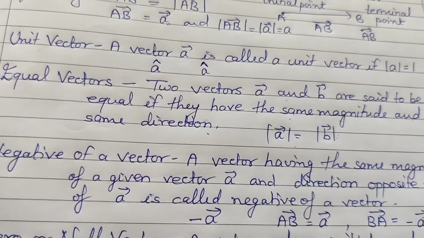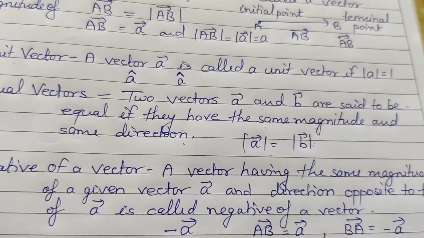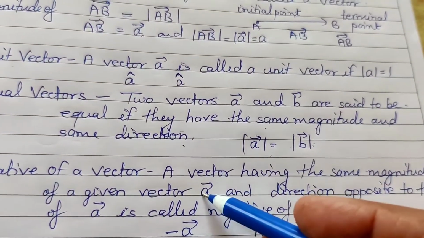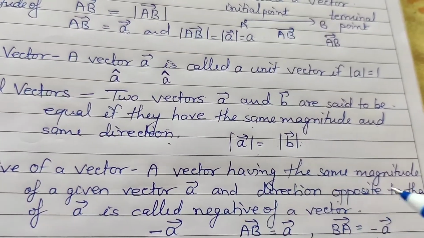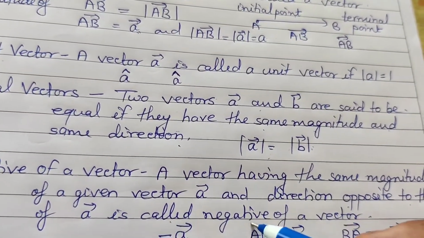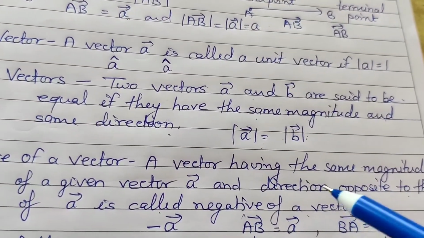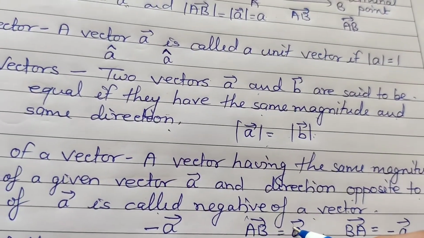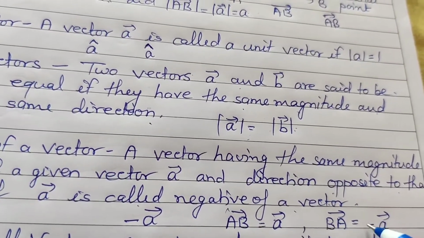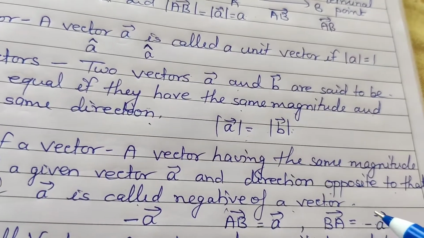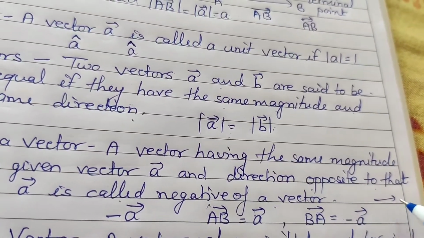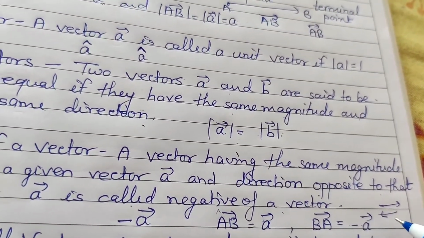Next, negative of a vector. A vector having the same magnitude of a given vector a and the direction opposite to the vector a is called the negative of a vector. Suppose AB is a vector, so BA is negative of AB. The direction changes. This is the positive and here is negative.